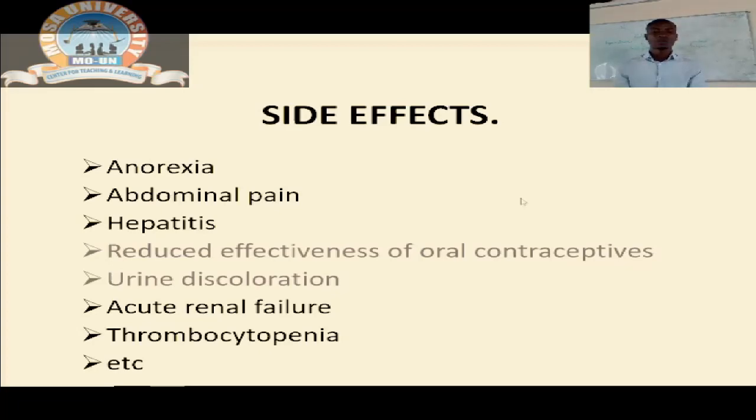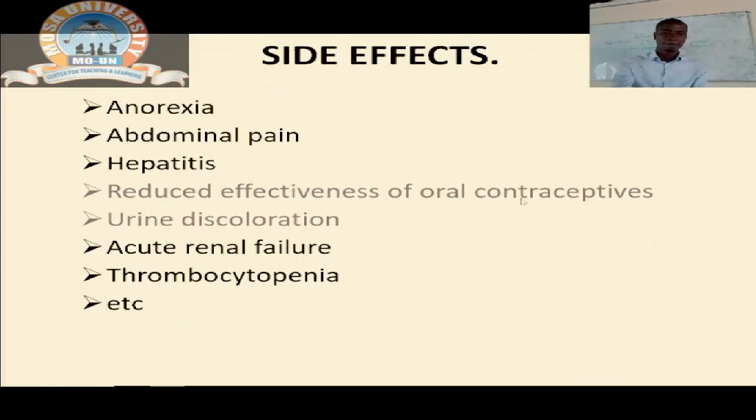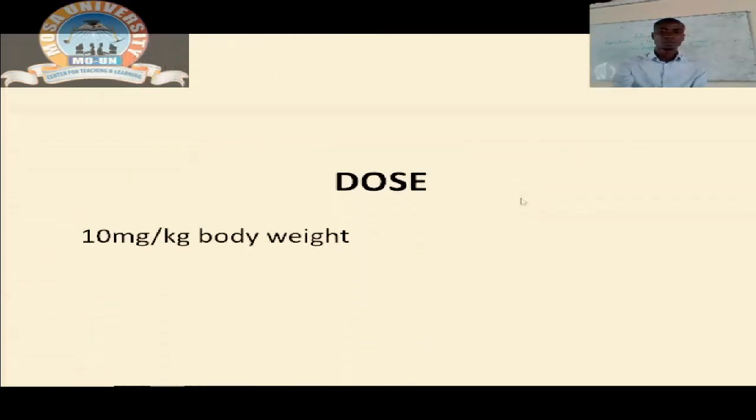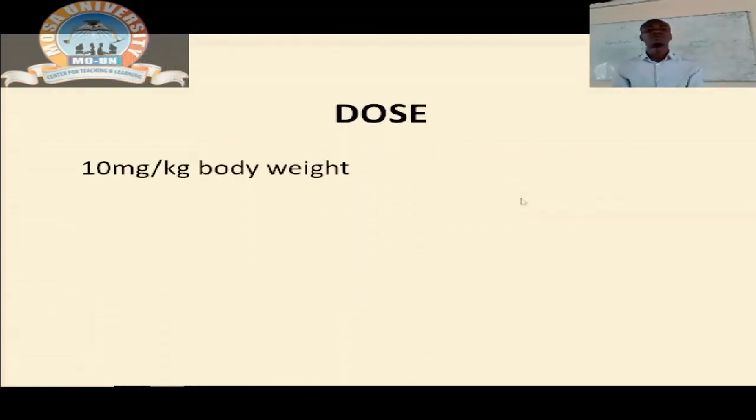And also the other side effect is acute renal failure. The other thing is thrombocytopenia. It reduces the white blood cells in the body. So a client needs to do a full blood count to monitor the white blood cells in the patient's body. The dose of rifampicin, we give 10 milligrams per kg body weight. That's the dose for rifampicin.